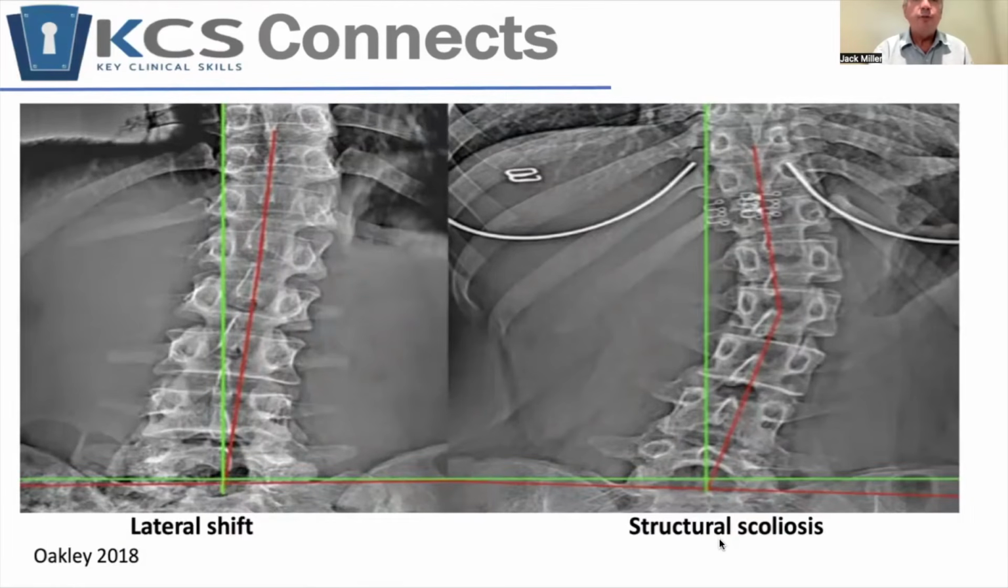Now, the differentiation between these two is quite important. And if you have a look at these x-rays, and this is from a study by Oakley in 2018, on your left-hand side is an AP view of a lumbar spine with an individual with a lateral shift. Now, if you contrast that to a structural scoliosis over on your right side, you can see that these two types of deviations are quite different, aren't they?